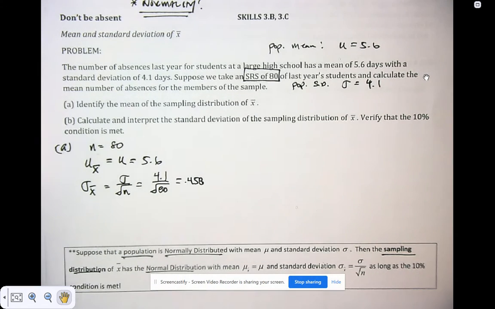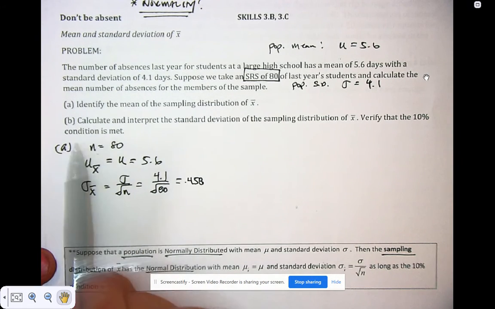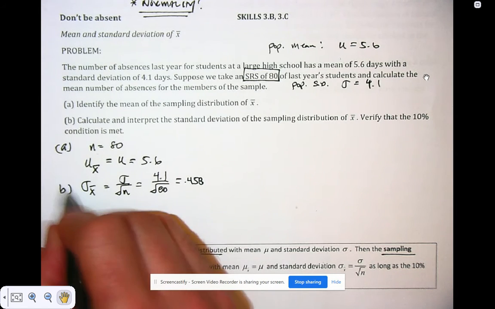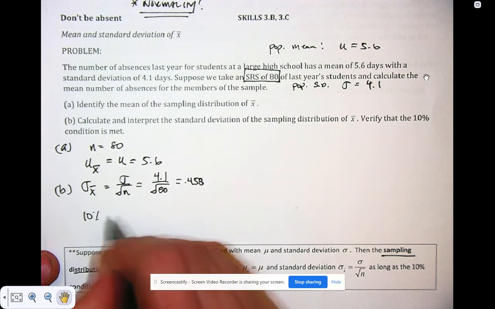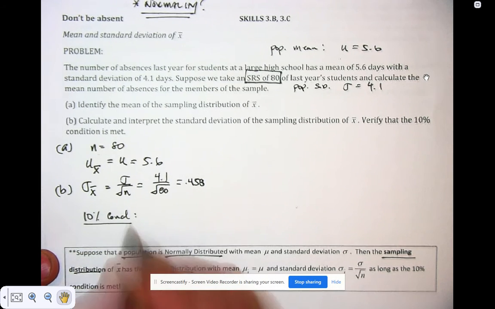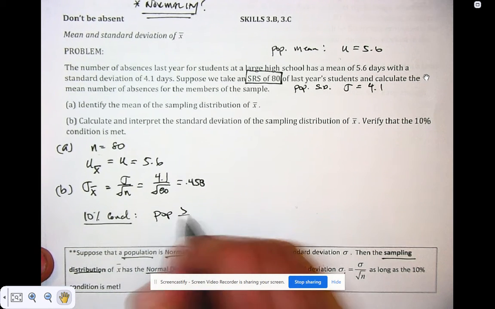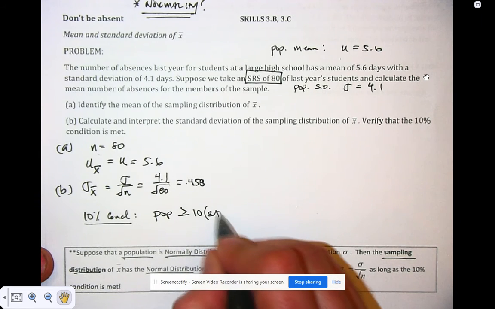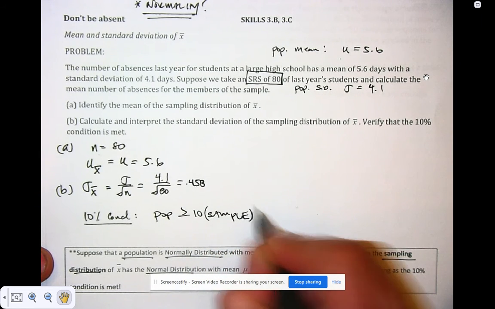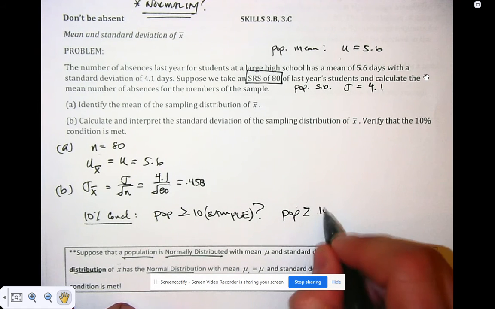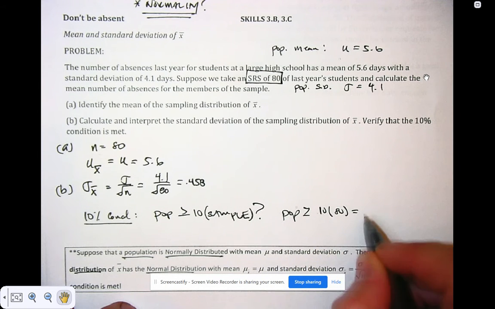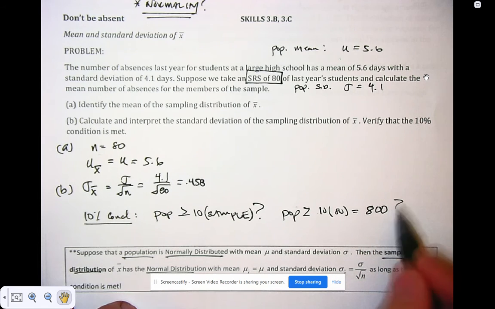Okay. So we calculated the mean. I think that was A. And then for B, we calculated this standard deviation. Now, what's up with the 10% condition? You have to check, is the population greater than or equal to 10 times the sample? That's our question. So is the population greater than or equal to 10 times 80 equals 800, right? This is a question.